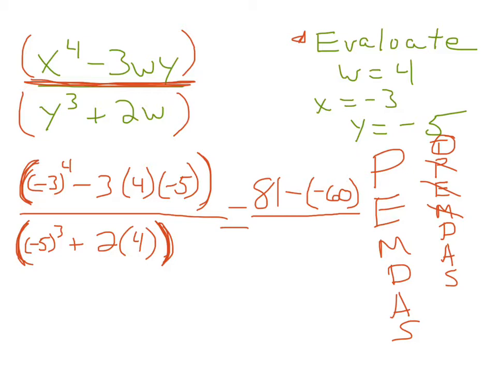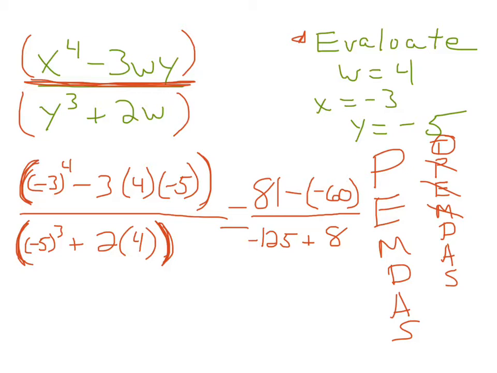So now we need to do the same thing on the bottom. On the bottom, inside the parentheses, we have an exponent. -5 raised to the 3rd power is the value -125. And to that, we will be adding 2 times 4, which is pretty simple, the value 8. So we have handled the exponents and the multiplication inside our parentheses on both the top and the bottom.